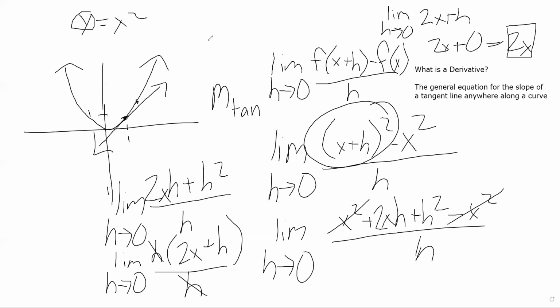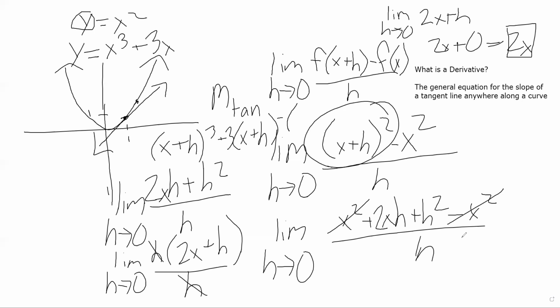Whatever that equation is that you're given, if it's like y equals x squared plus 3x, it's going to be the same thing, but wherever the x is, you're going to plug in x plus h. That's the key. So if you get y equals x cubed plus 3x, I don't know, you're going to put in x plus h cubed plus 3 times x plus h. And then of course minus parentheses x cubed plus 3x.